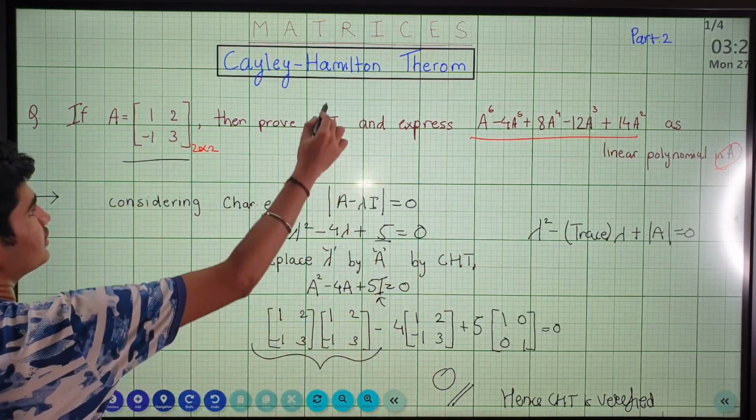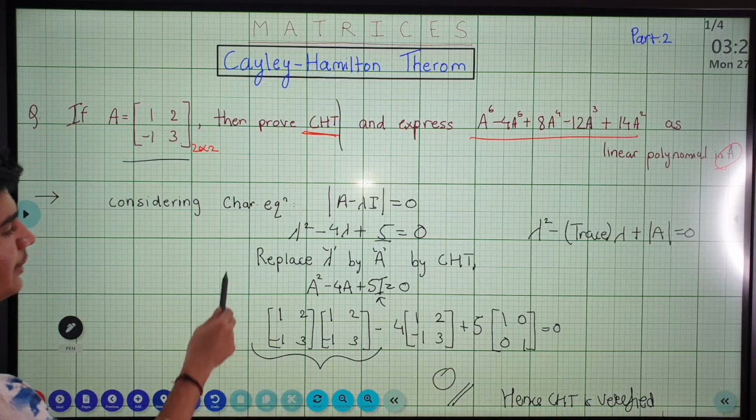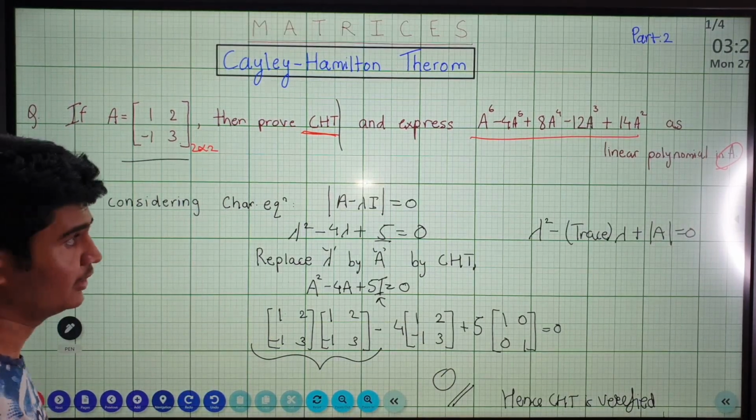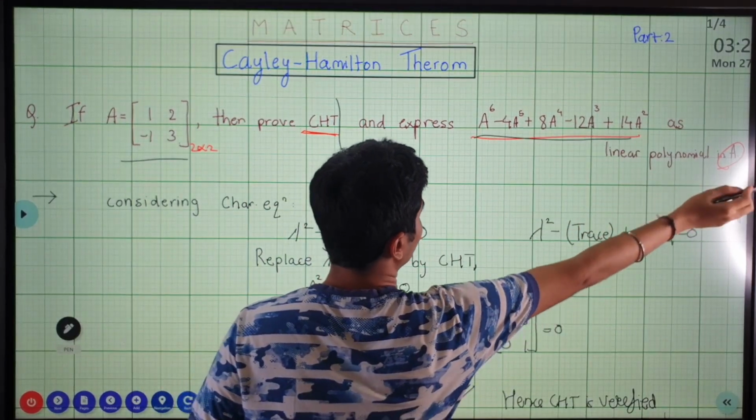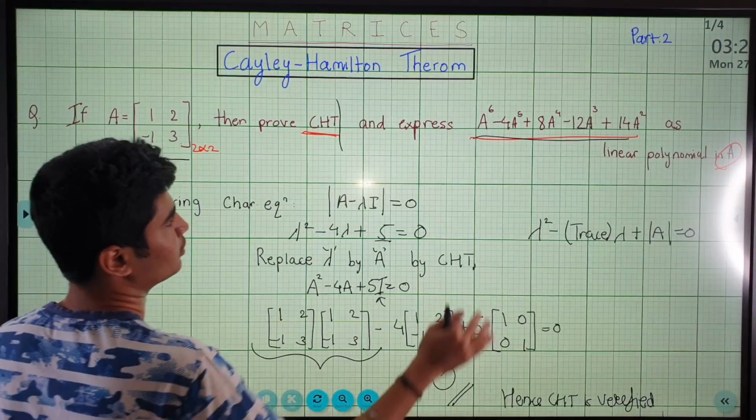So the first part of this question is done. We have proved the Cayley-Hamilton theorem. This was a simple part. Now we are going to express this equation as a linear polynomial in A. So let's look at how to solve this.